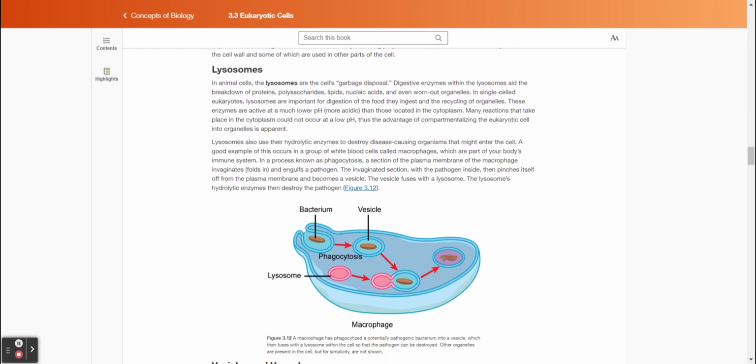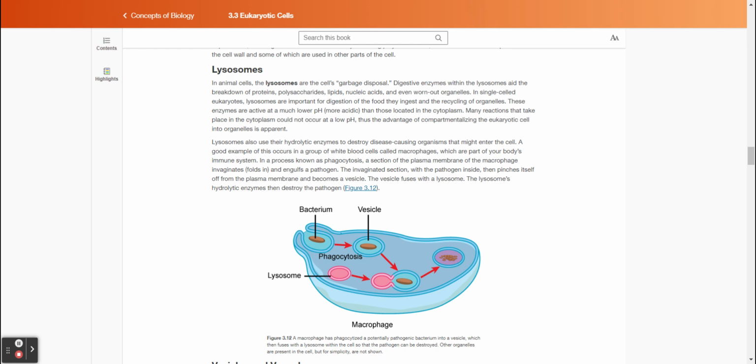Lysosomes. In animal cells, the lysosomes are the cell's garbage disposal. Digestive enzymes within the lysosomes aid the breakdown of proteins, polysaccharides, lipids, nucleic acids, and even worn-out organelles. In single-celled eukaryotes, lysosomes are important for digestion of the food they ingest and the recycling of organelles.